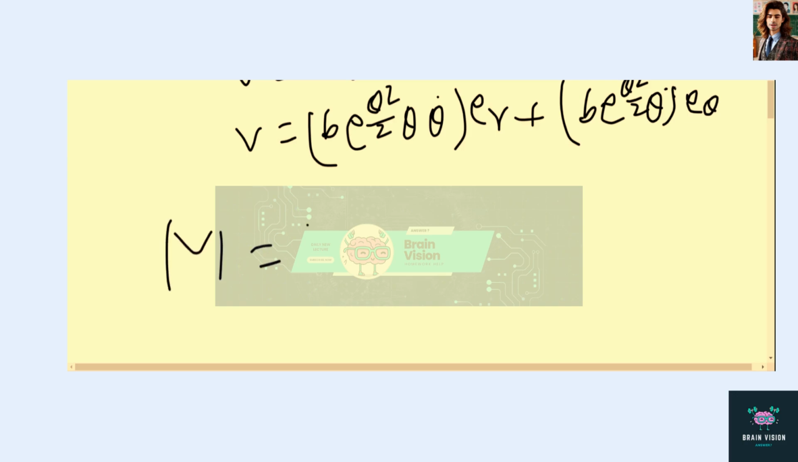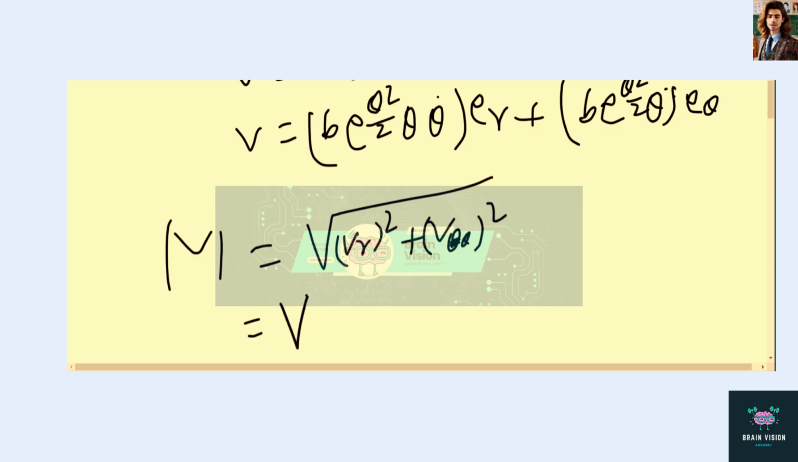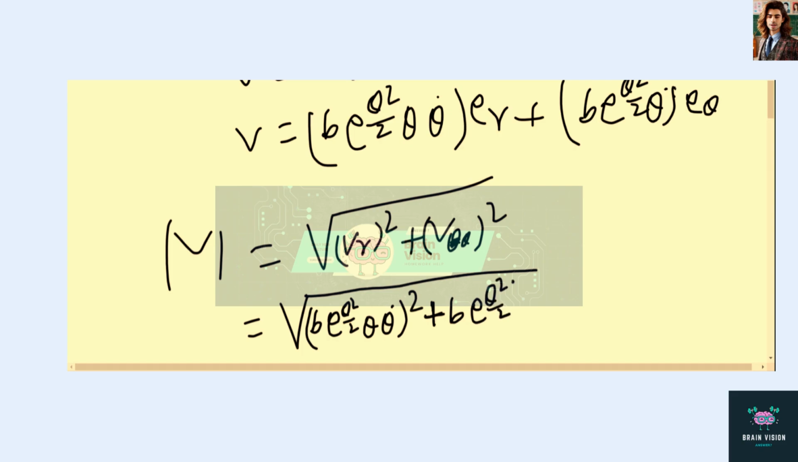V magnitude will be nothing but root over v r square plus v theta square. So this basically becomes root over b e to the power theta square upon 2 theta dash square plus b e to the power theta square upon 2 into theta dash square. This is the magnitude of velocity.